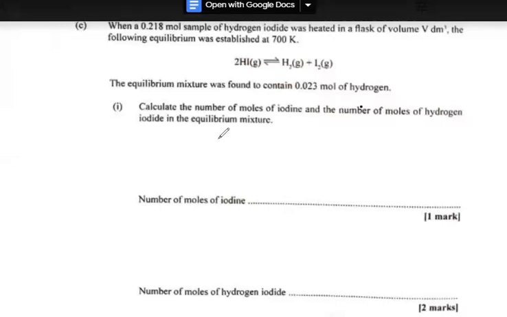All right, so for this type of question, what we normally do is construct our ICE table. For the reactant hydrogen iodide, the initial amount of it was 0.218 moles. This is the initial phase before the reaction starts, so we would not have any hydrogen being produced or any iodine. If you're familiar with this table, you know there will be a change.